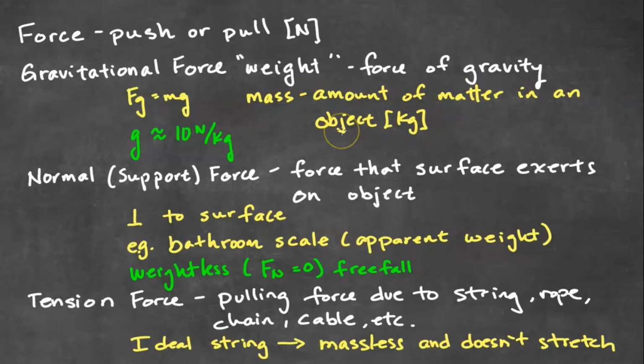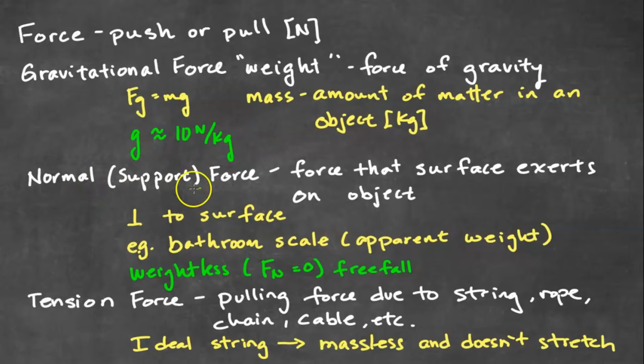If you take an object to the moon, the mass of the object will stay the same, but the gravitational force, the weight of the object, will be different because g, the gravitational field strength on the moon, is different than on Earth. On Earth, it's approximately 10 newtons per kilogram. On the moon, it's approximately 1.6 newtons per kilogram.